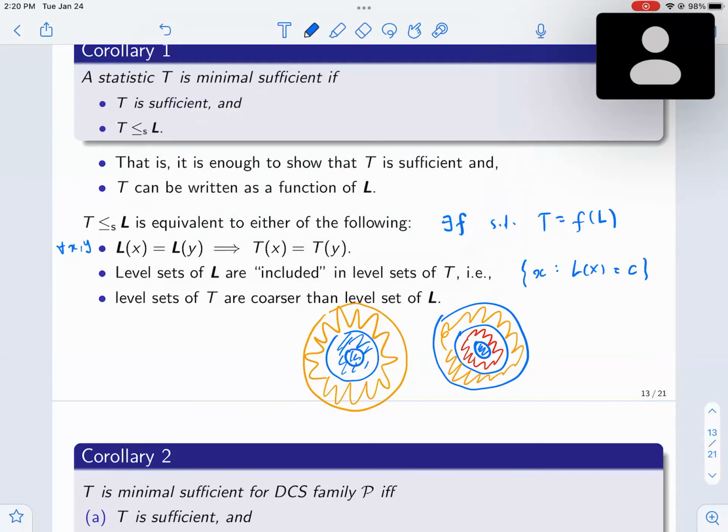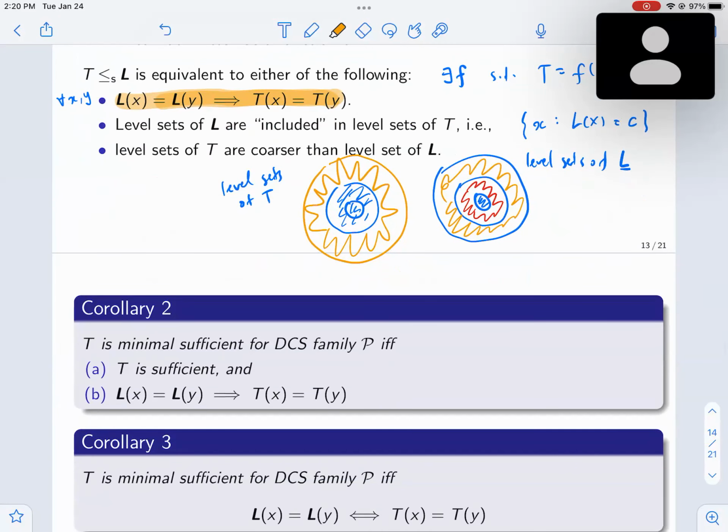Level sets of T combine these two inner level sets of L. So these are just mathematical ideas to think about. It doesn't matter as much, but the main point is that I can replace, for example, this condition here with any of these. For example, if I replace this T function of L with this, I get a result like that. Immediately I get this other characterization: T is minimal sufficient if and only if T is sufficient.